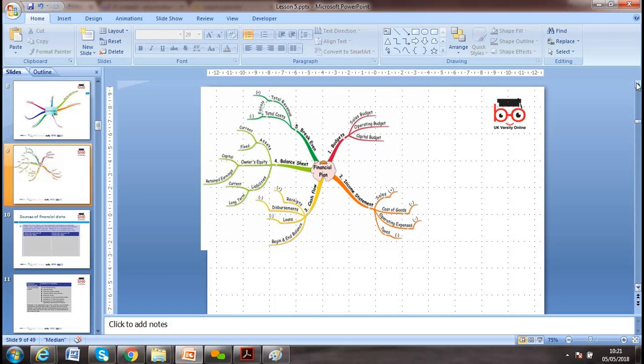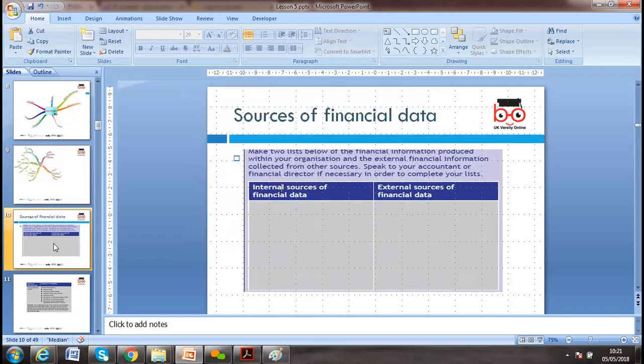So we need to look at financial data and information, which we can get from the income statement, like we mentioned earlier, the balance sheet, the cash flow statement, and we can get some data about the budget, different types of budget. We can also calculate break-even, and make a lot of decisions based on the data. So all of these help us to prepare the future financial plan.